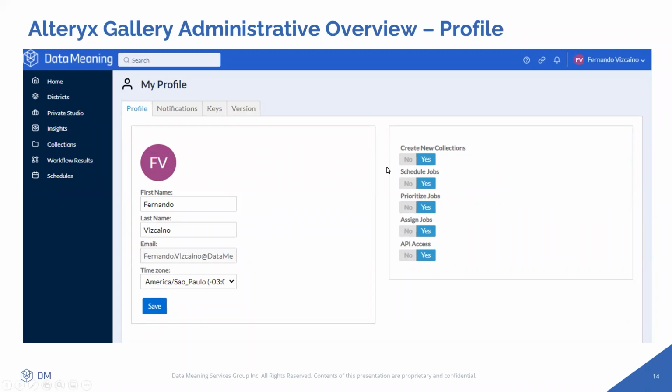And if I don't have permissions to create new collections, then the admin is responsible for that. They will create a collection for me, and then maybe I will be able to start sharing that with the users. And here I say maybe because it's all related to the permissions that you can have there. So of course, if you have everything like myself here, all yeses, I'm able to create, schedule jobs, prioritize jobs and assign jobs as well as have access to the APIs.